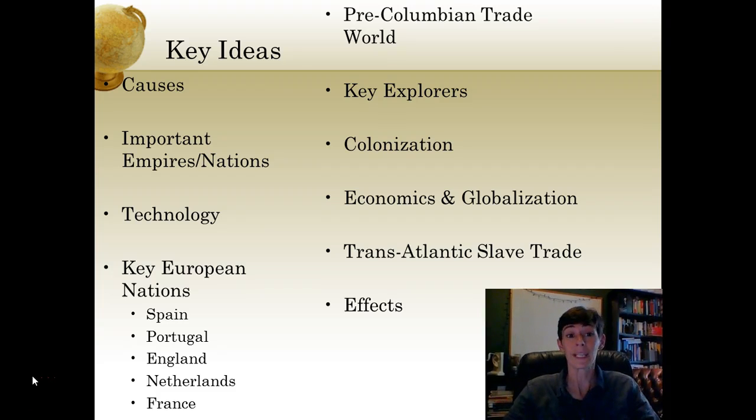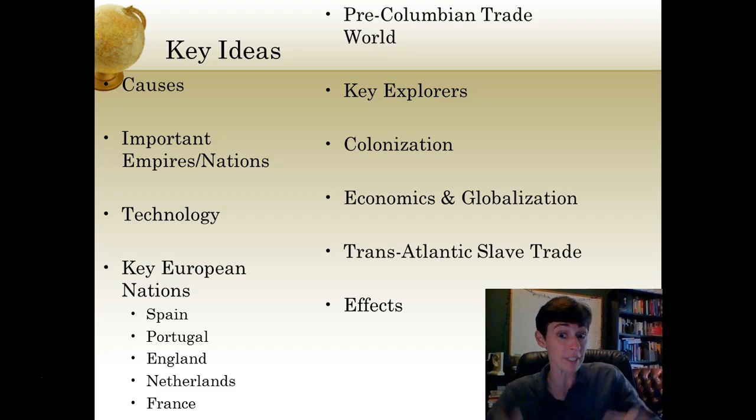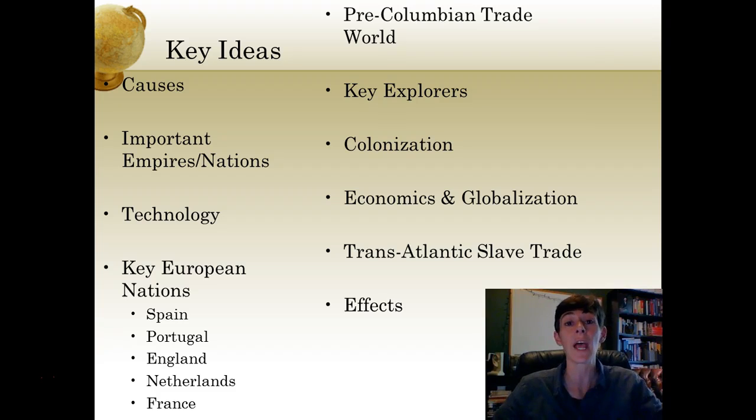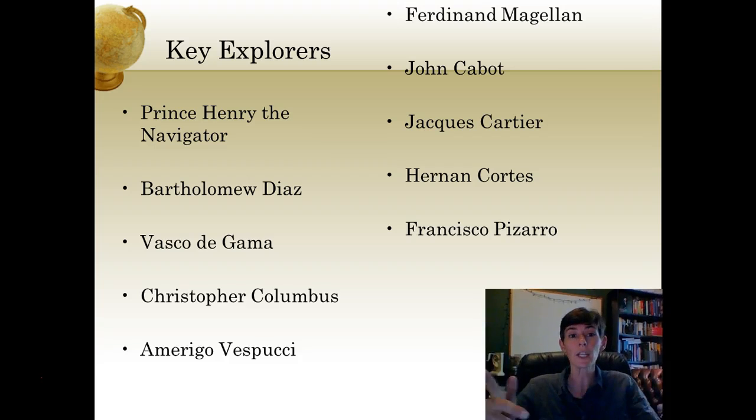All right, so in the last lesson, we talked about the causes, important empires, nations, technology, and key European countries. In this lesson, we're going to talk about the pre-Columbian trade world, key explorers, colonization, economics and globalization, the transatlantic slave trade, and effects. So hold on to your hats.